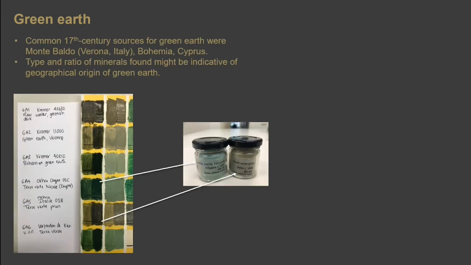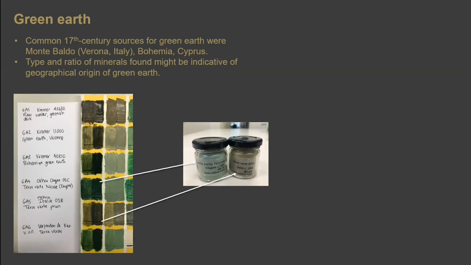So where does this green earth come from? There are several sources for green earth, and the most common sources in the 17th century were Montebaldo in Italy, but also Bohemia and Cyprus. We made paintouts of several types of green earth, and visually the green earth from Cyprus is what comes closest to the paint surface of Jan Steen.